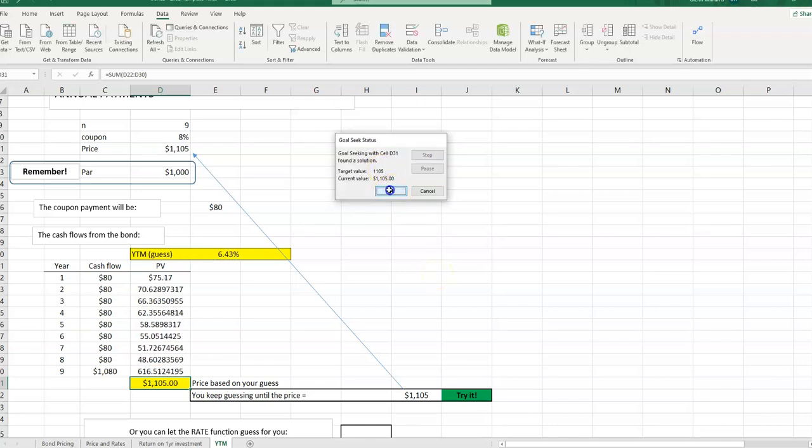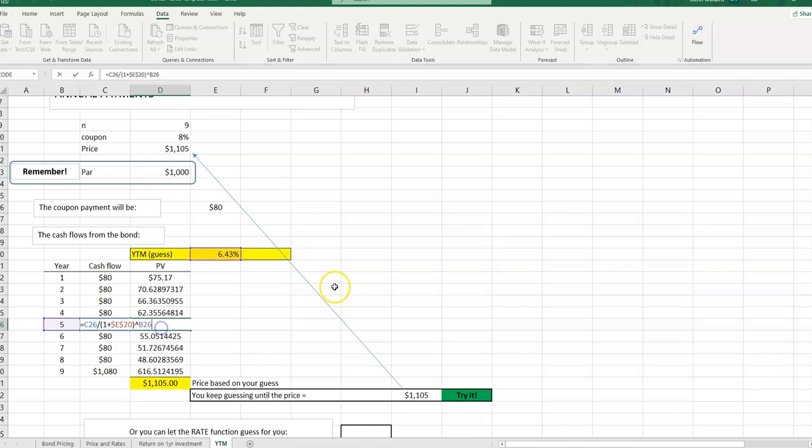And it doesn't take Excel long to go through that and say, okay, well, at an interest rate of 6.43%, if I use that interest rate to find all these present values, then that gets me a price of 1,105. Right? And that is defined as the yield to maturity of the bond.